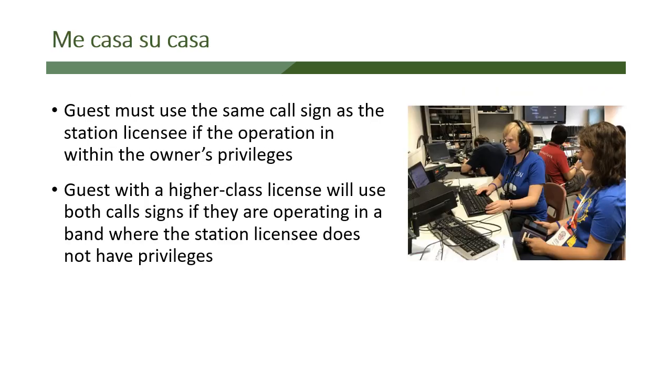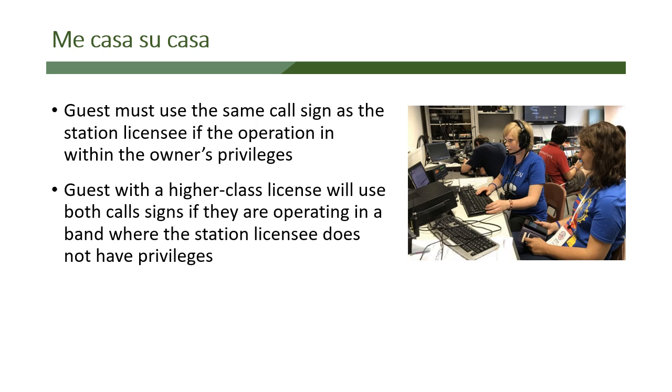So a guest must use the same call sign as the station licensee if the operation is within the owner's privileges. So if you and I have the same license and you come over to my shack, then you will use my call sign. Guests with a higher class license will use both call signs if they are operating in a band where the station licensee does not have privileges.